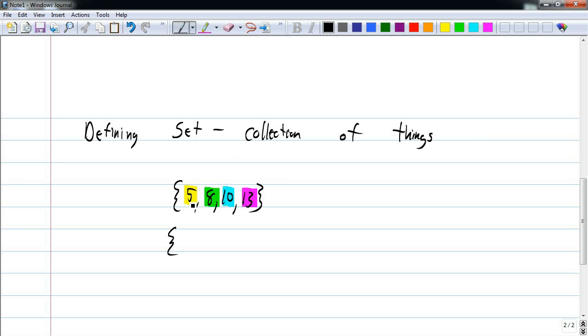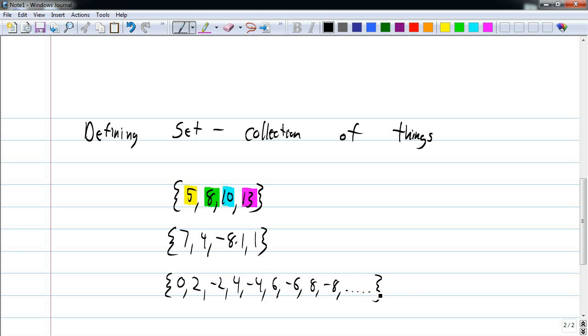Here's another set. 7, 4, negative 8.1, and 1. There's another set. Now you're probably wondering where I am getting these numbers, and to be honest, I'm just kind of making them up, because a set is any collection of things. Now, that collection could represent something, or it could just be a random collection. This is an example of two sets that are just random collections. Here's a set that's actually something. 0, 2, negative 2, then 4, negative 4, 6, negative 6, 8, negative 8, and on forever. You may be guessing that this set represents all even numbers.